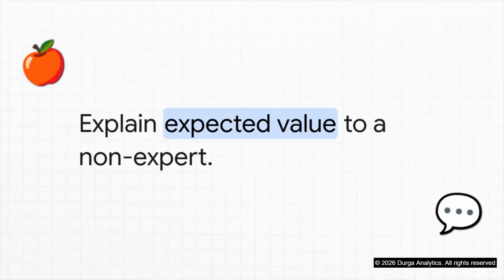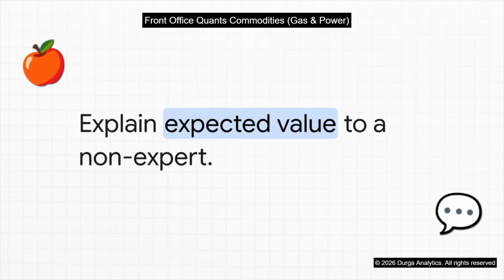And hey, if you're ever sitting in an interview and they hit you with the classic question, explain expected value to a non-expert, well, you now have the exact methodology to ace it. You just walk them through the fruit-style apple contract, you list the outcomes, you weight them by probability, and you average them out. It's that simple.